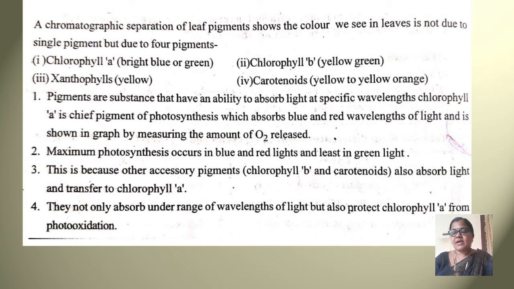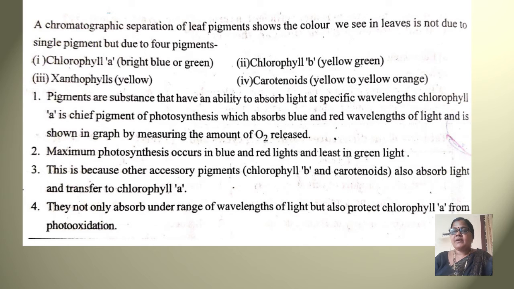Why is this? It is because of the other accessory pigments, chlorophyll B and carotenoids. They also absorb light and transfer it to chlorophyll A. So they not only absorb wavelengths of light but also protect chlorophyll A from photo-oxidation.